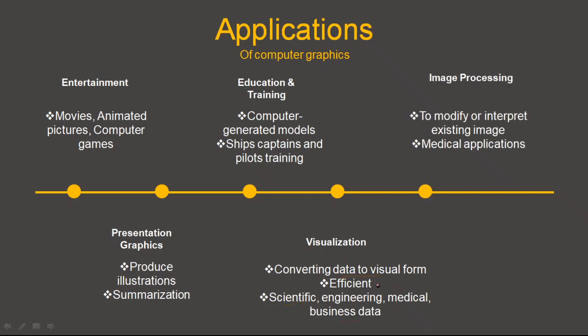Next is image processing, to modify or interpret an existing image. If there is an image and you want to change it, or add something new in it, this is called image processing, and its applications are in the medical field. Next one is computer art. There are graphic tablets where we can make electronic paintings. That's one of the applications of computer graphics.